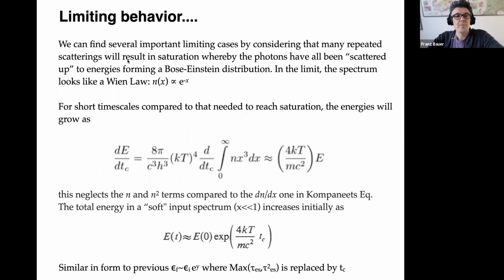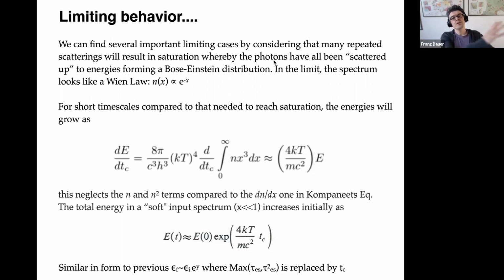Okay, so there are a couple of limiting behaviors that Rybicki and Lightman outline here. One of those limiting behaviors is when you have repeated scattering to the point where you get saturation. So you have so many scatterings that all the photons pile up near the energy of the electrons. At that point, the electrons can no longer give energy to the photons without receiving some energy from the photons. So you end up getting an exponential decay at that point.